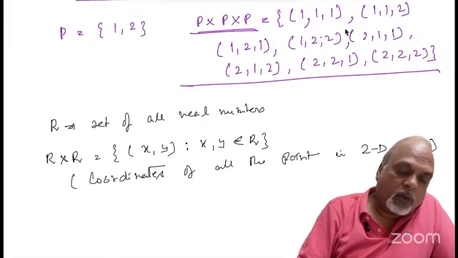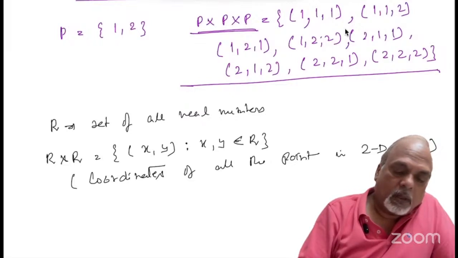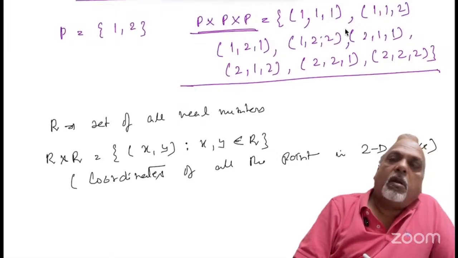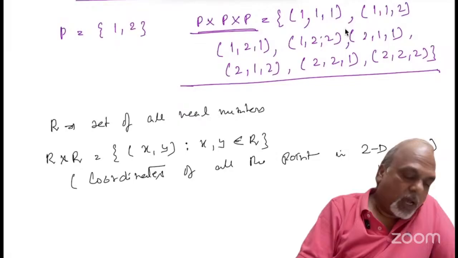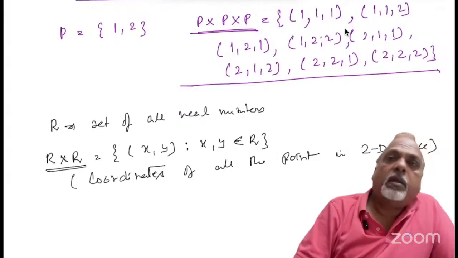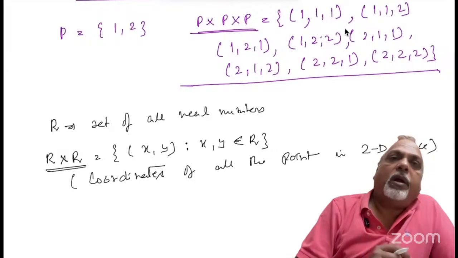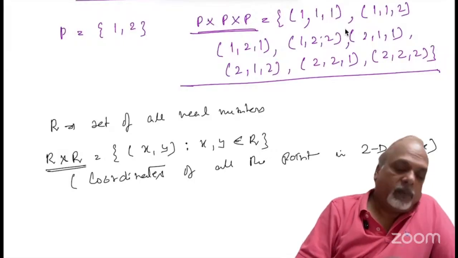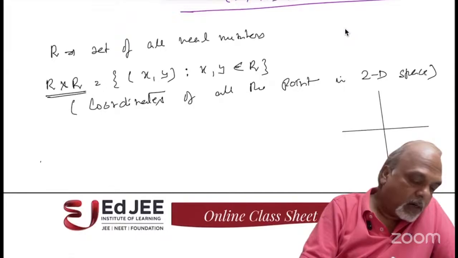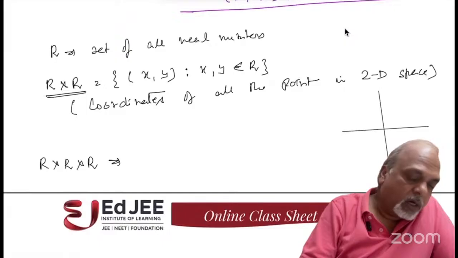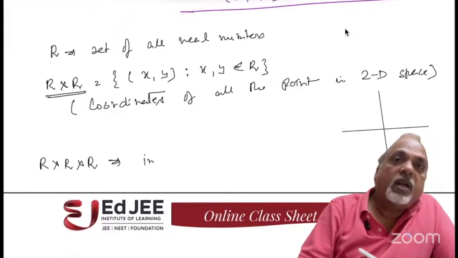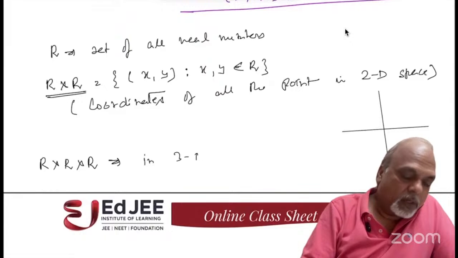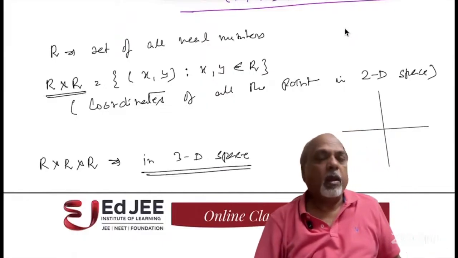Correct? This is your real number axis, and this is also your real number axis. Then this R and R, this thing will be the coordinates of all the points existing in the plane. Likewise, R cross R cross R will be the coordinates of points in space, in three dimensions. Correct.